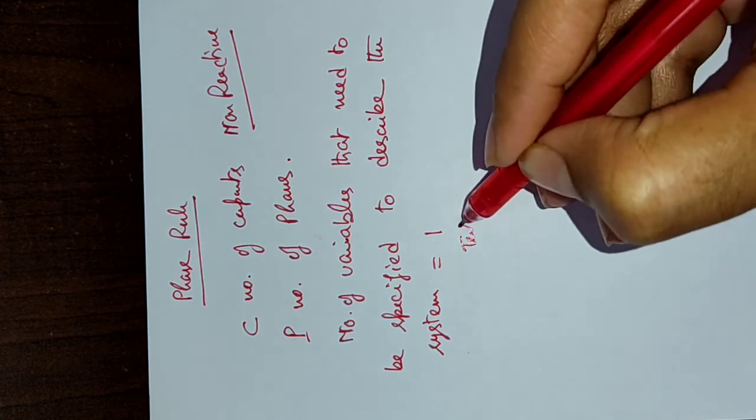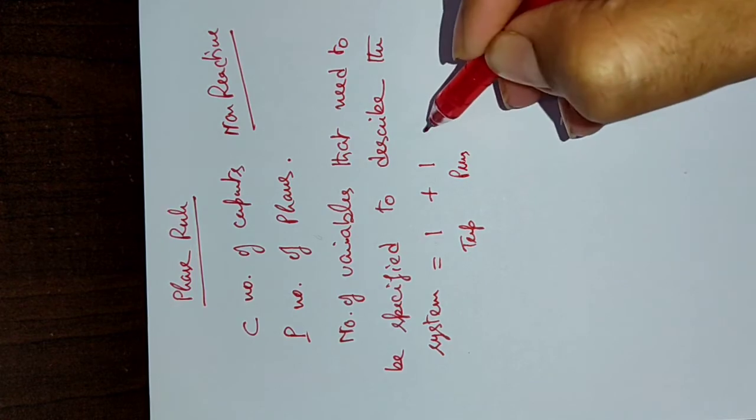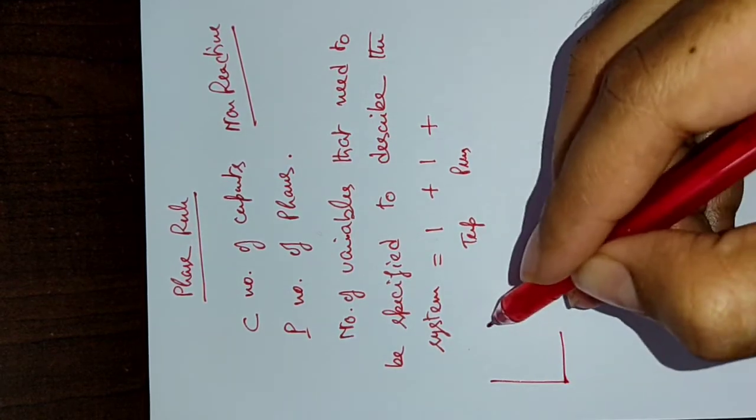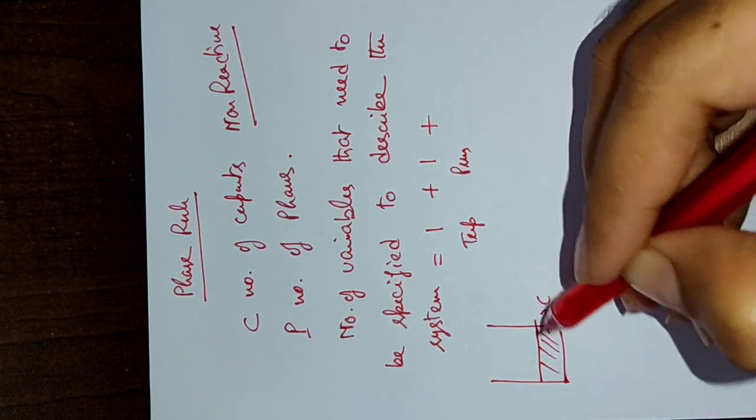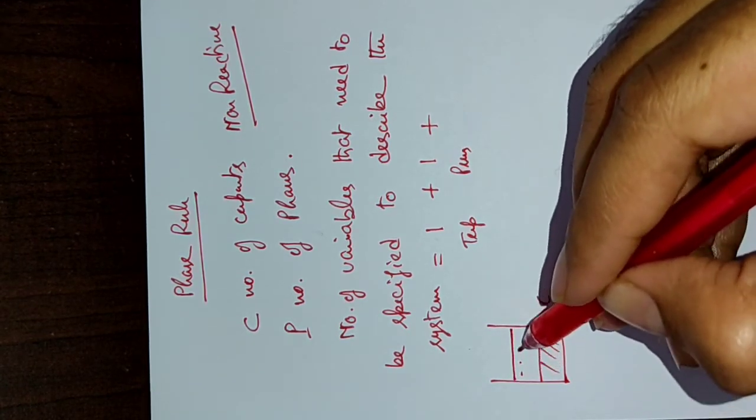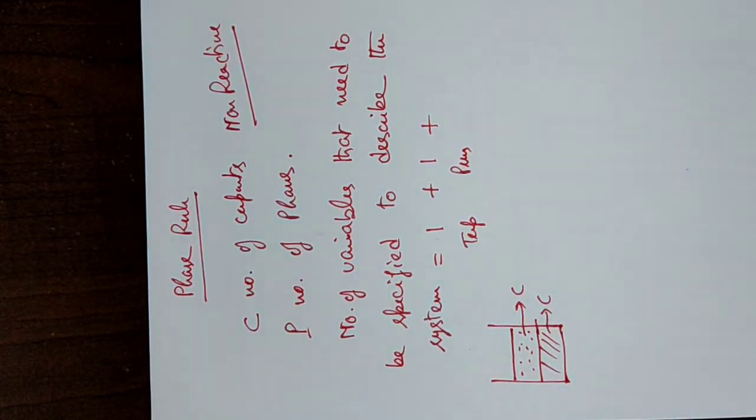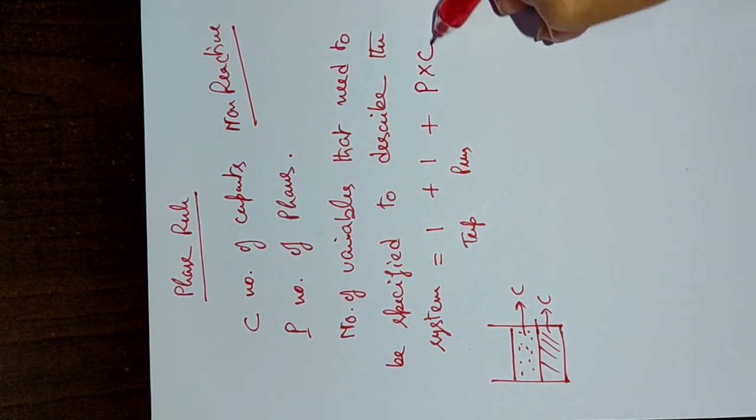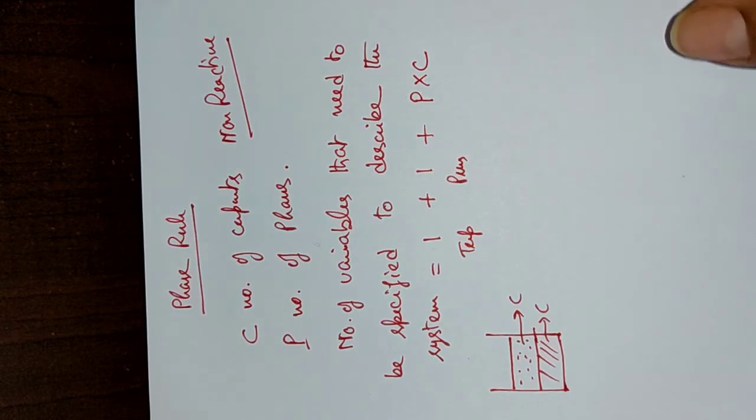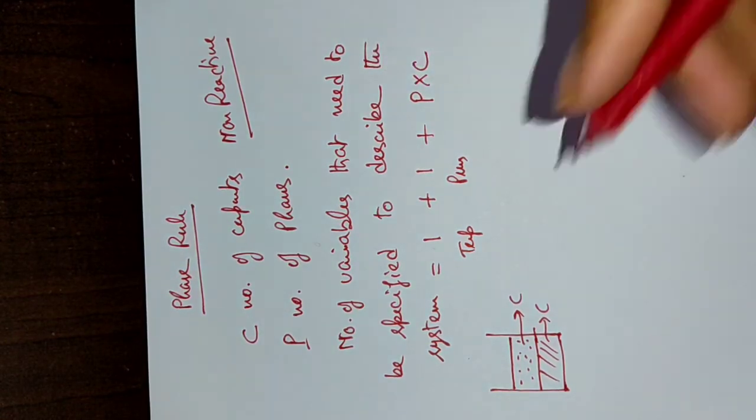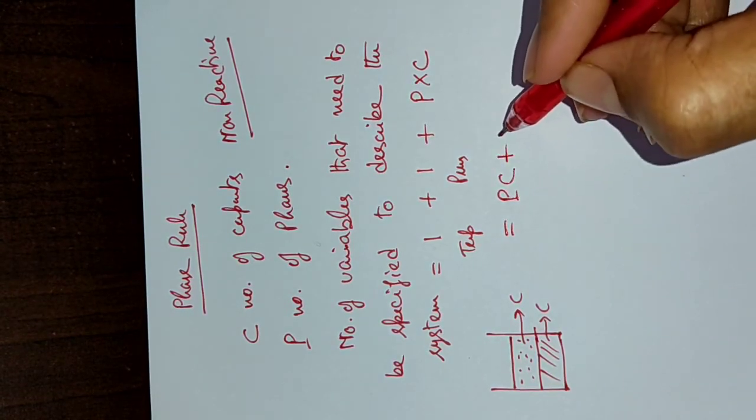One for temperature, another one for pressure, and in the first phase there are C components. In the second phase there are again C components. So in P number of phases there will be P into C number of components. So you need PC number of variables. So total number of variables that need to be specified is PC plus 2.